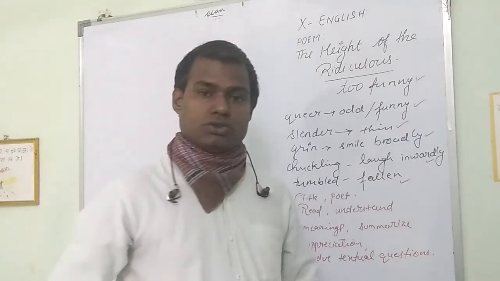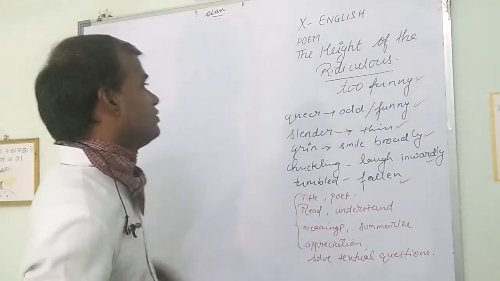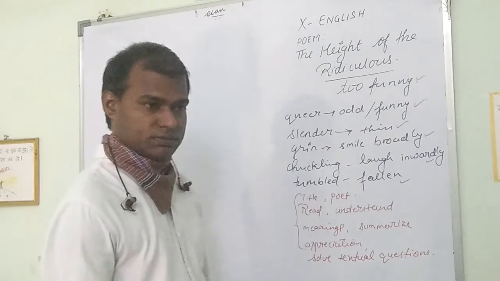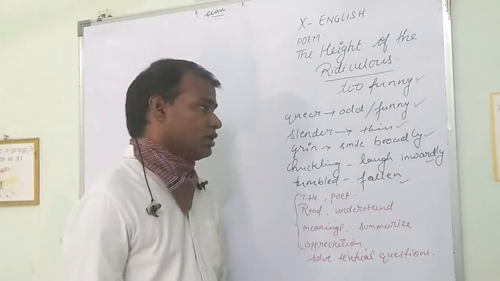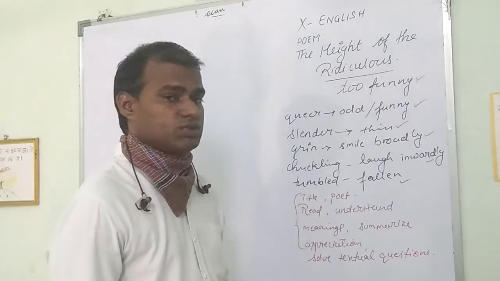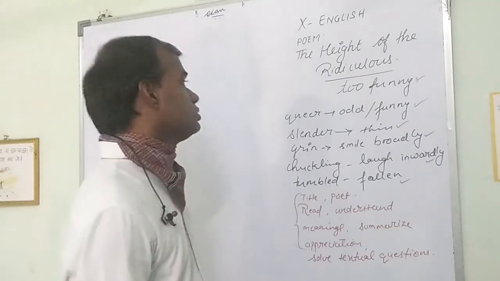So today we are going to do one poem of English 10th standard. The name of the poem is The Height of the Ridiculous. Before beginning the explanation of the poem, let me tell you a few meanings which are very important to know, otherwise we won't understand the poem. So let's go ahead.